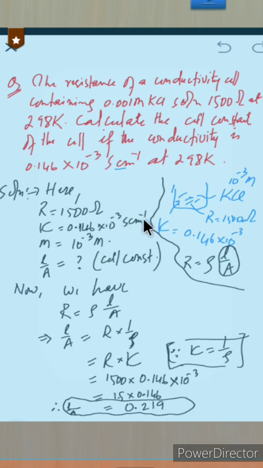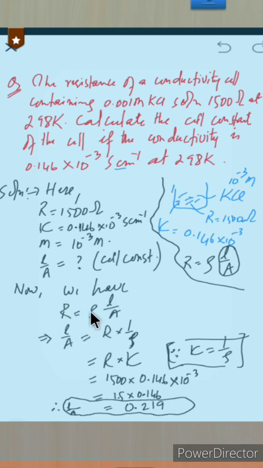This is given in CGS unit, okay? And molarity is 10^-3, that is 0.001 molar. This will not be required in the solution, but still I'm writing it here. We need to calculate L upon A, which is the cell constant, okay?